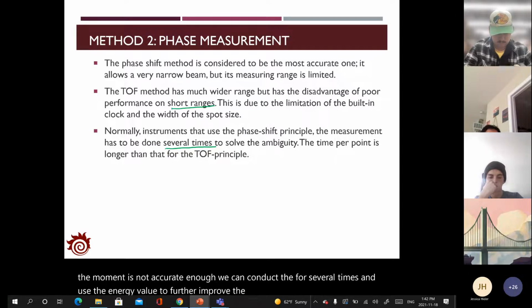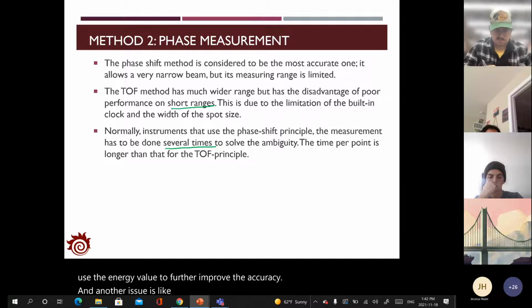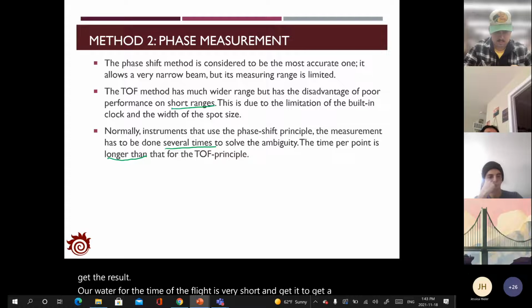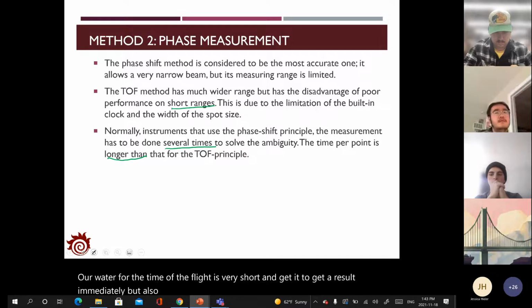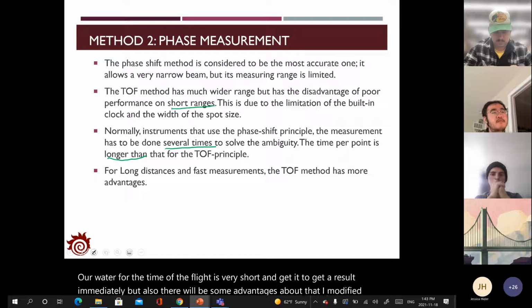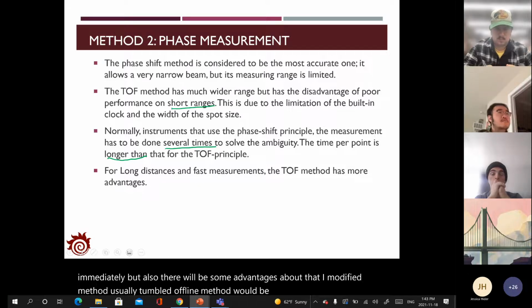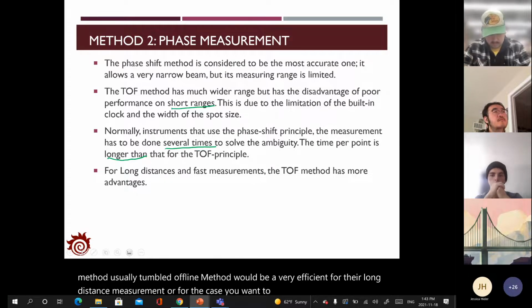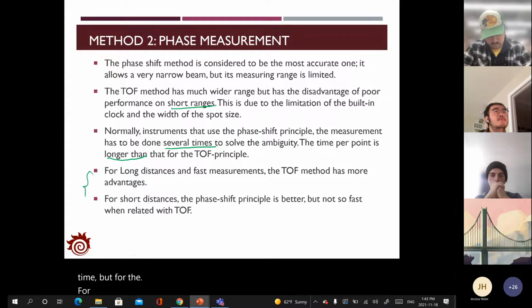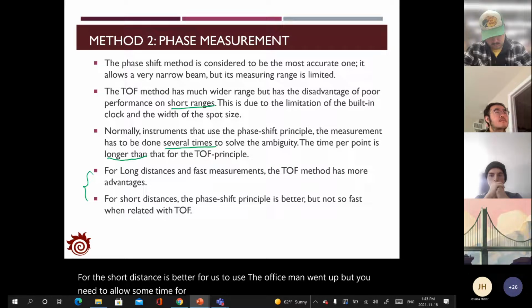Another issue is that usually the phase measurement takes a longer time to get a result. But for the time of flight, it's very short. You get a result immediately. But there are also some advantages of the time of flight method. Usually the time of flight method is very efficient for long distance measurement, or for the case where you want to get the result in real time. But for short distances, it's better for us to use the phase measurement, but you need to allow some time for the machine to get an accurate result.